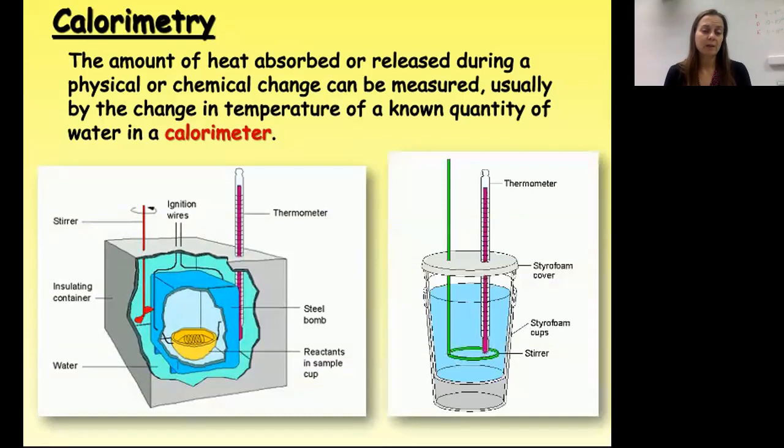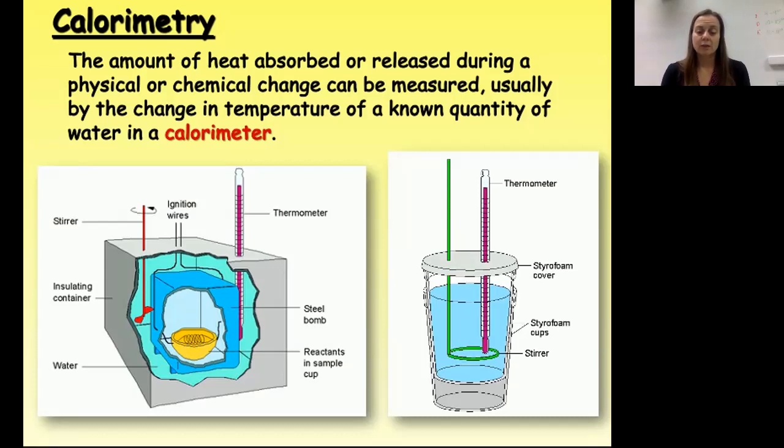And the one that we more commonly use in our classes and in most college classrooms is what's called a coffee cup calorimeter. And this one is at a constant pressure, but not necessarily at a constant volume because gases can expand and escape through the lid.